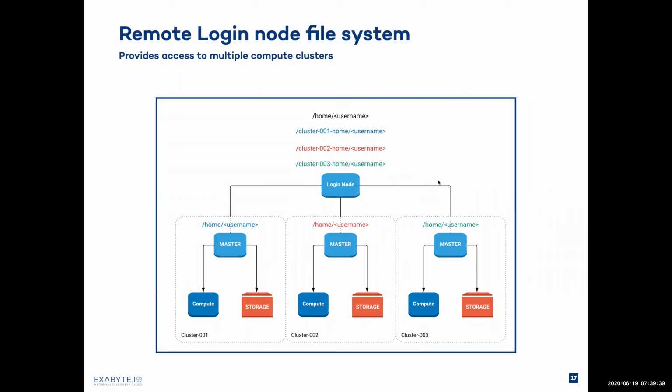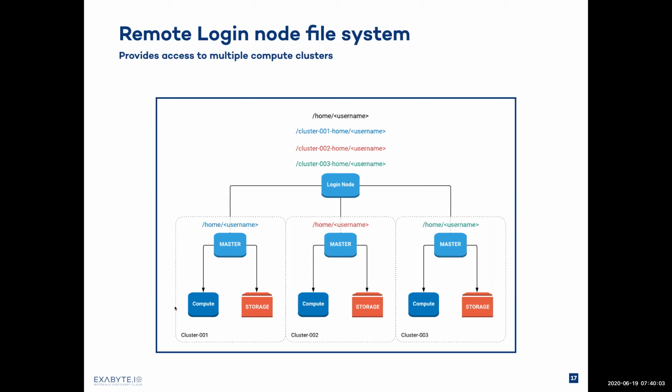Now, in order to understand how we can share the information, share the data through the file system, we have to understand how the file system actually looks. And this diagram helps illustrate it. So we connect to the login node when we use one of the alternative connection methods, which in turn is connected to multiple computational systems.